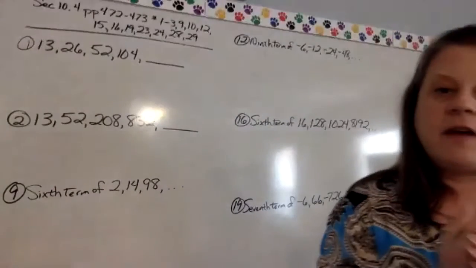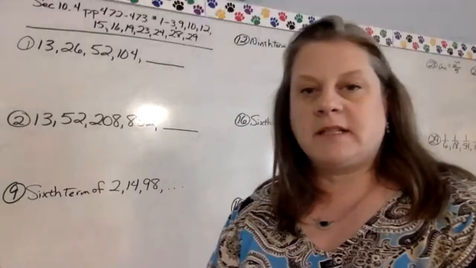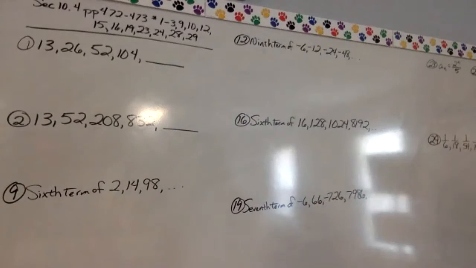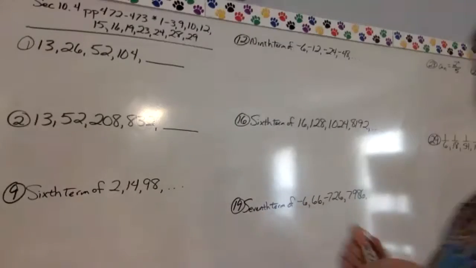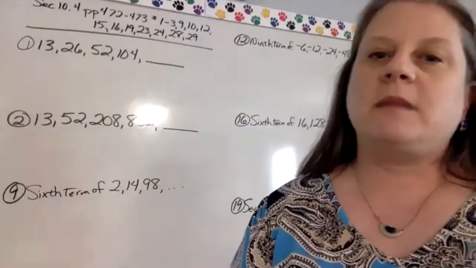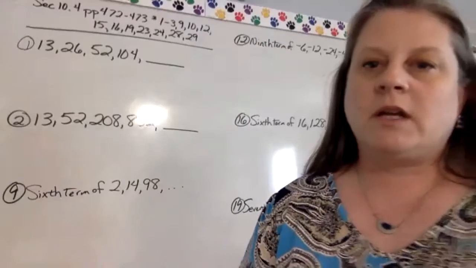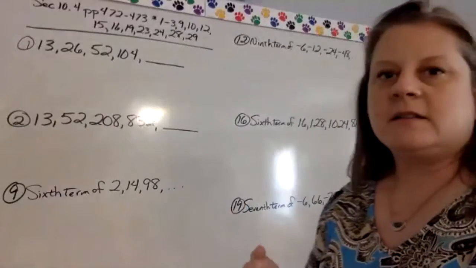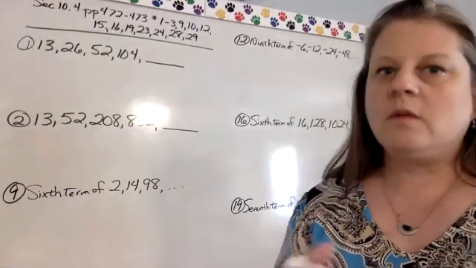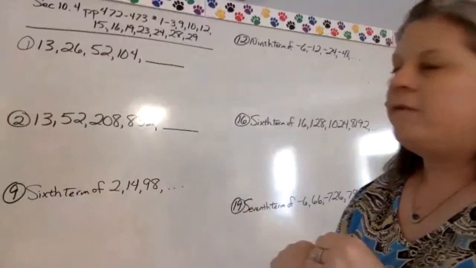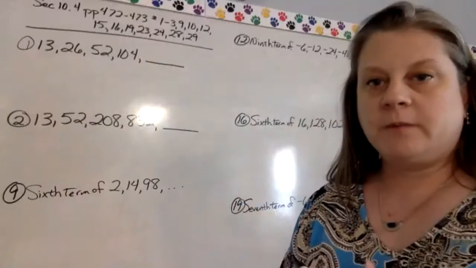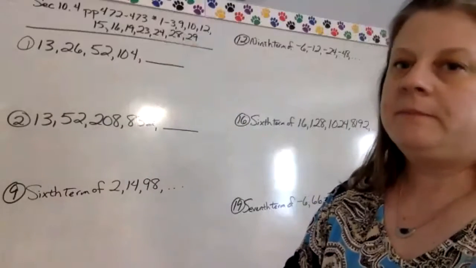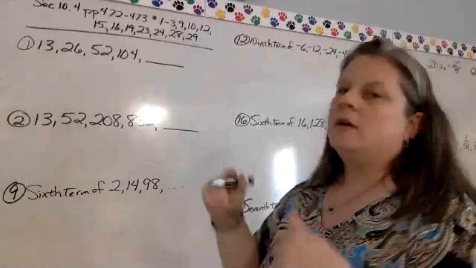It asks us to find the next term in the geometric sequence. To be able to find the next term in the geometric sequence, we're going to first have to find that common ratio. So we're on page 472 and 473, Yaneli, section 10.4.